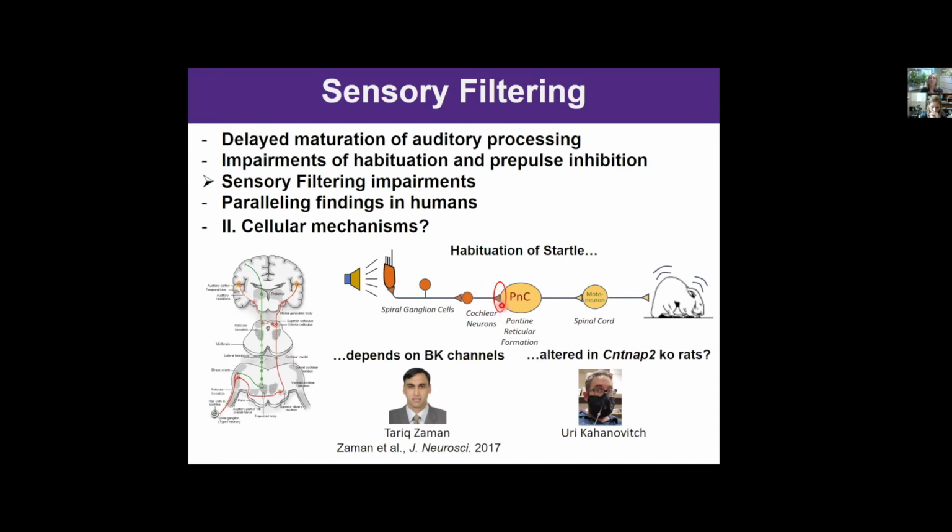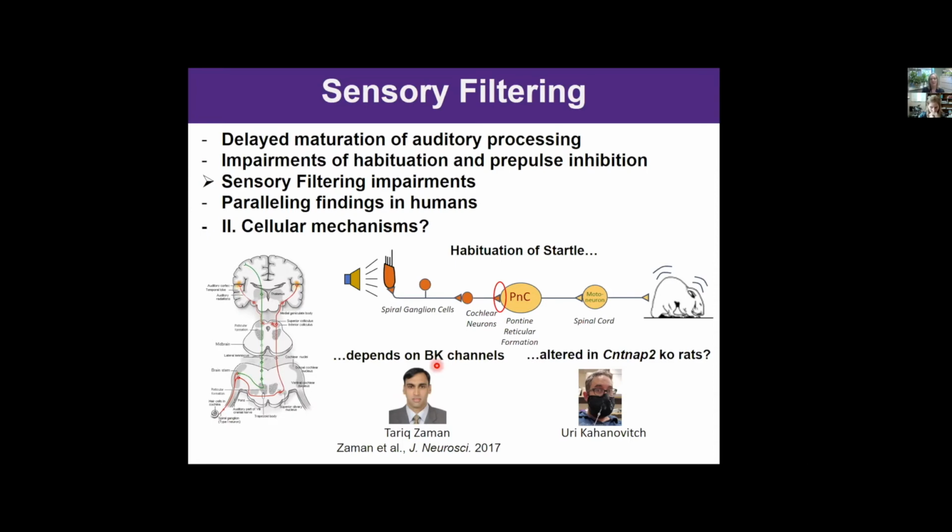And he looks at synaptic plasticity here at these neurons innervating the startle neurons in the reticular formation, and looks whether there's a difference in BK channel function in the Cntnap2 knockout rat that might actually underlie their impairment in habituation, and whether we can target, for instance, BK channels or other targets in order to improve habituation and change startle reflex in these kids. Again, always assuming that if we can counteract these impairments in startle, maybe we counteract other impairments that are dependent on these BK channels in other brain areas as well.